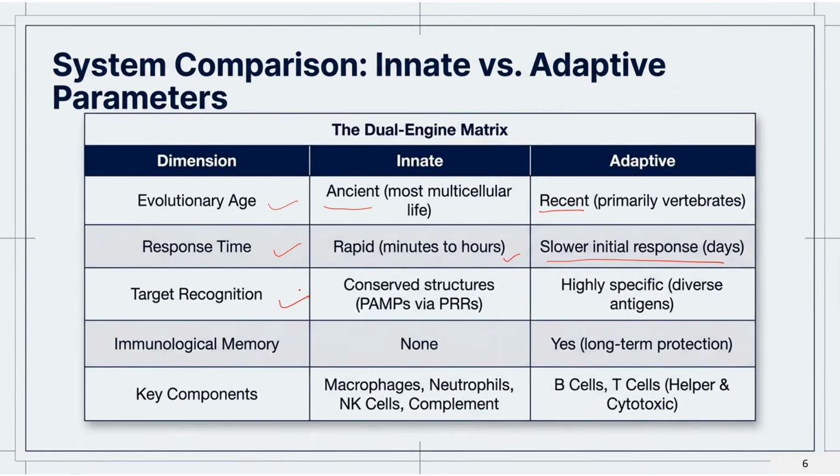Target recognition: as I discussed, these two terms come into existence. Conserved structures, the pathogen associated molecular patterns, PAMPs, are very specific proteins or structures present in a pathogen, and the pattern recognition receptors, PRRs, are the very specific structures in the host cell which recognize the PAMPs. So PRR is host specific and PAMPs are specific to the pathogen. So these are conserved, but here the adaptive response is highly specific.